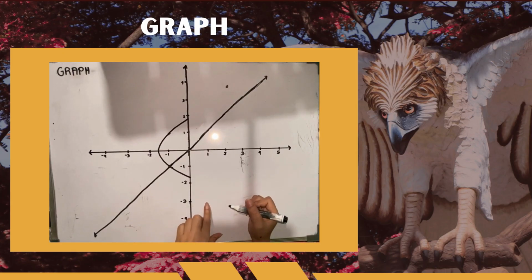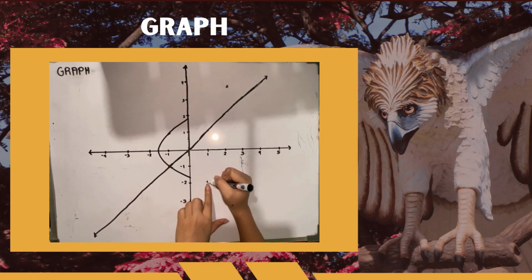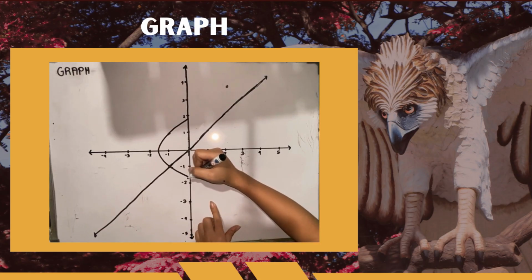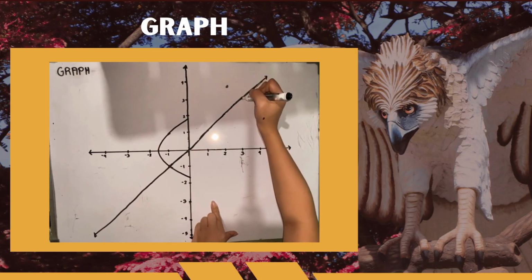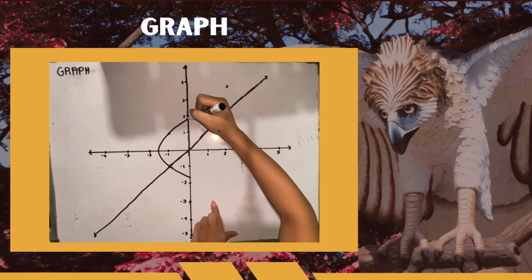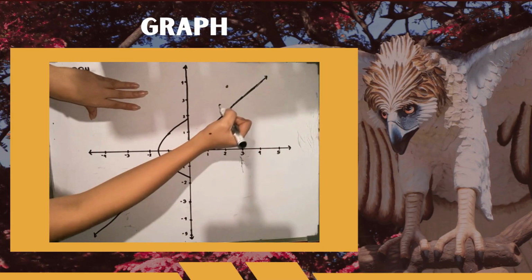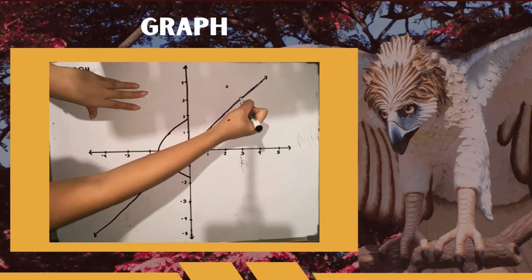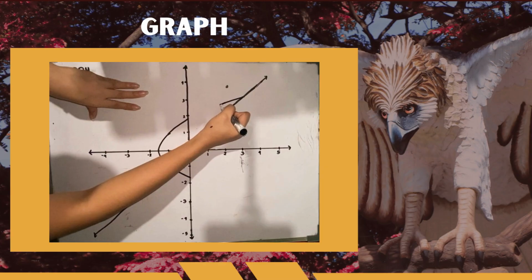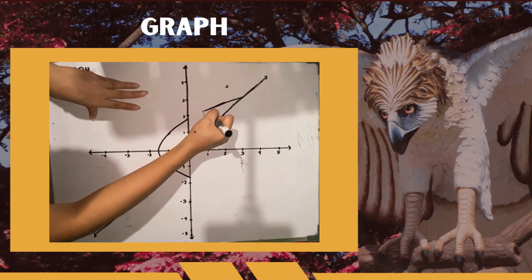And now we're done with our second curve. Let's proceed to our conclusion. Therefore, the area of the region is 16 over 3 square units.